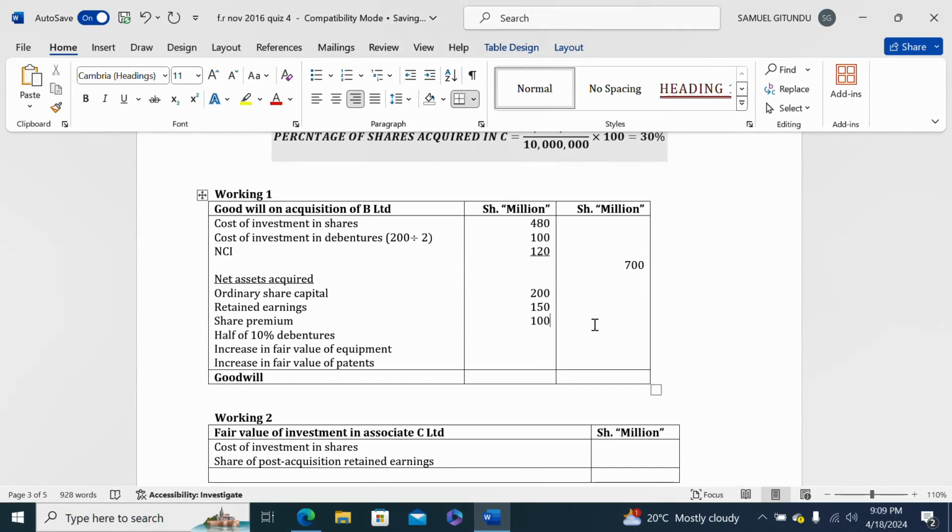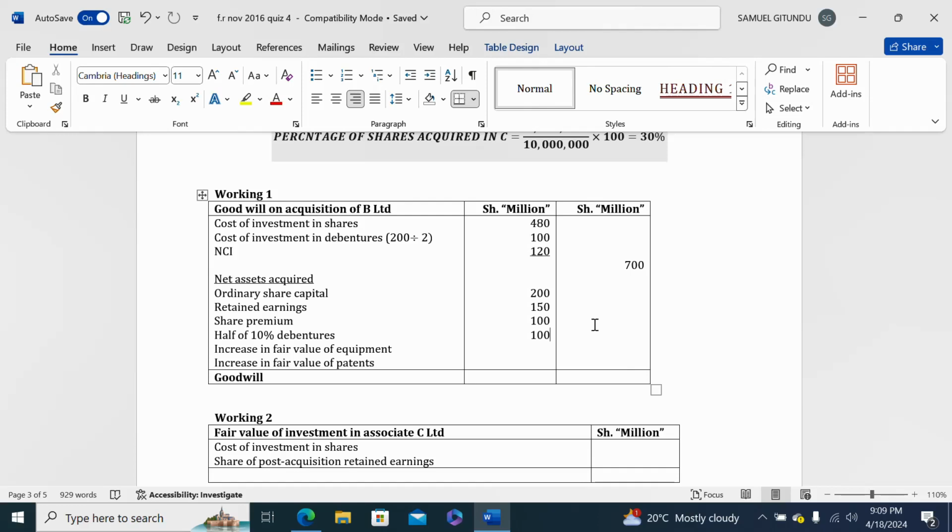100 million. Then we go to the half of 10% debentures which were acquired, which is 100. Remember, when you're talking about the debentures, the cost of acquiring the debentures can be included here in the cost of investment. So you have to check the question very correctly to make sure you understand whether the cost of acquisition of debentures is combined with the cost of investment, or it is not combined. But in this question, it was not combined.